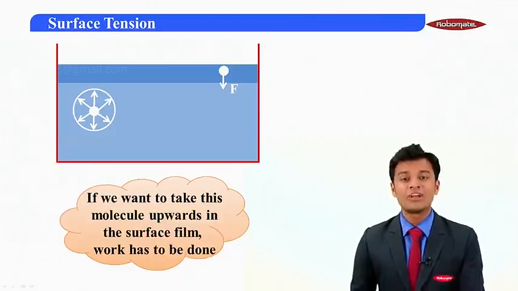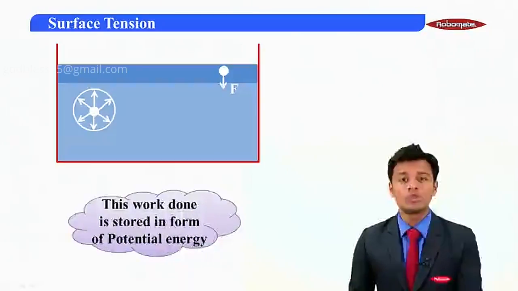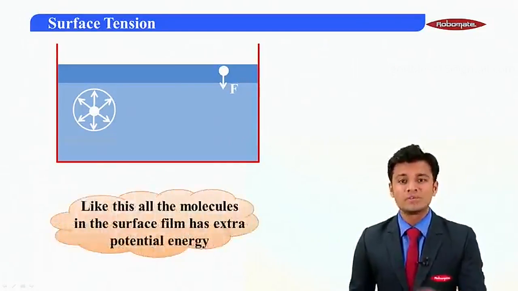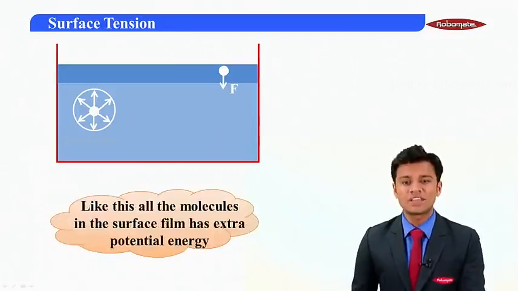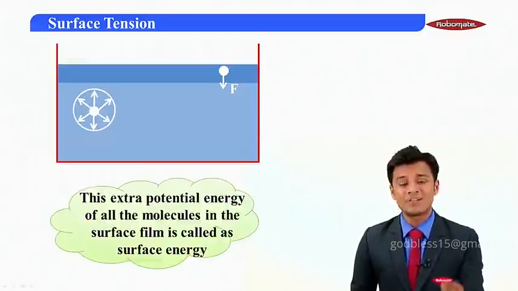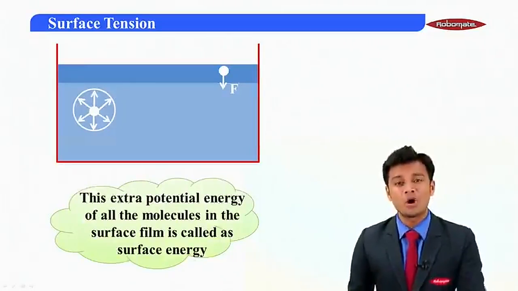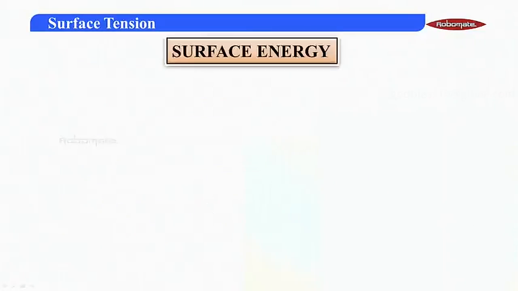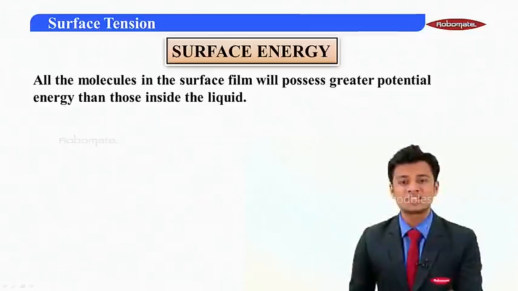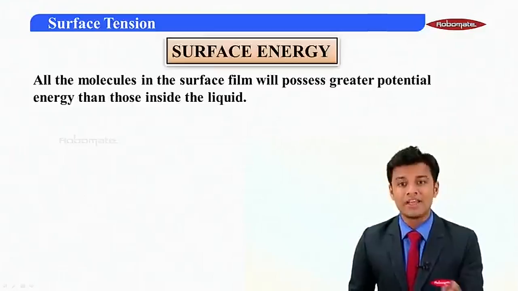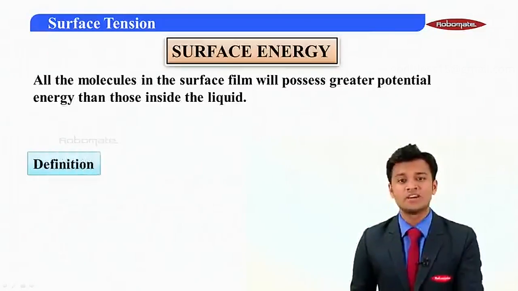So if I do some work in moving the molecule in the upward direction, this work done is stored in the form of potential energy. Similarly, all the molecules in the surface film have an extra amount of potential energy, and this extra potential energy possessed by all the molecules in the surface film is called surface energy. So all the molecules in the surface film will possess greater potential energy comparatively than those molecules which are in the liquid.